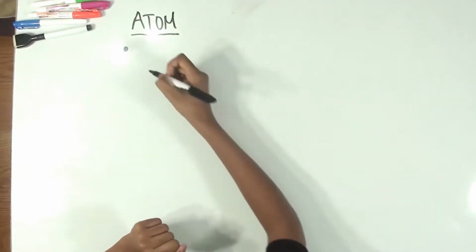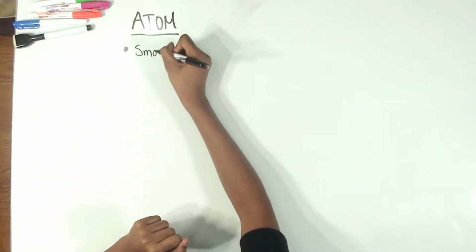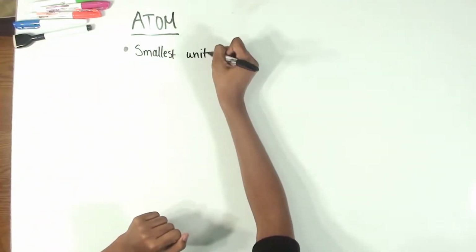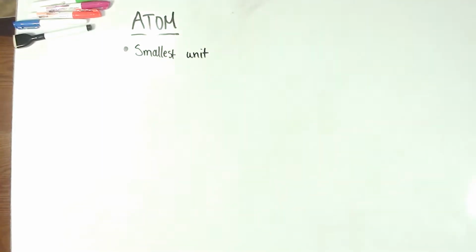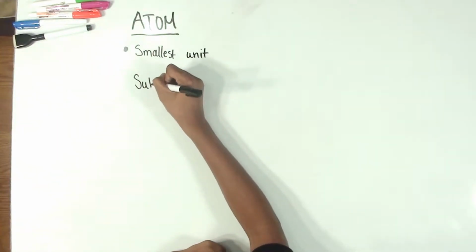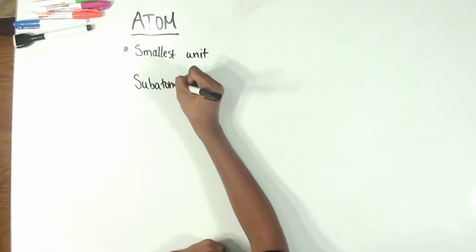What is an atom? An atom is the smallest unit of everything. Which means, once we take an element and start breaking it down, we will finally end up with only one atom. Now, atoms aren't the smallest, but what they are made up of is the smallest. Atoms are made up of subatomic particles.